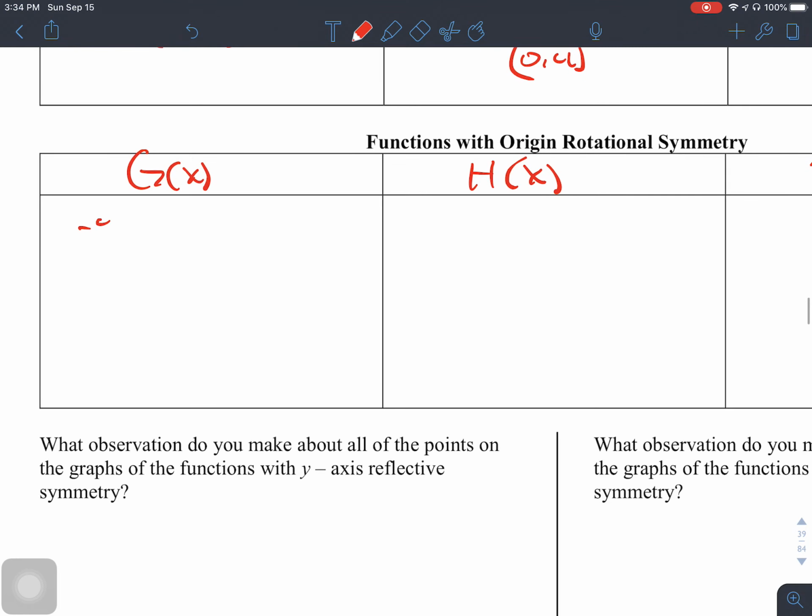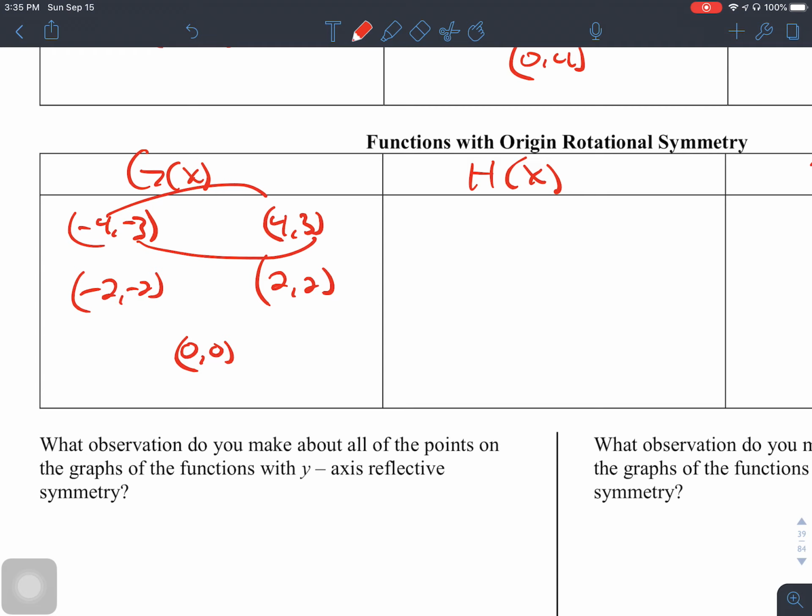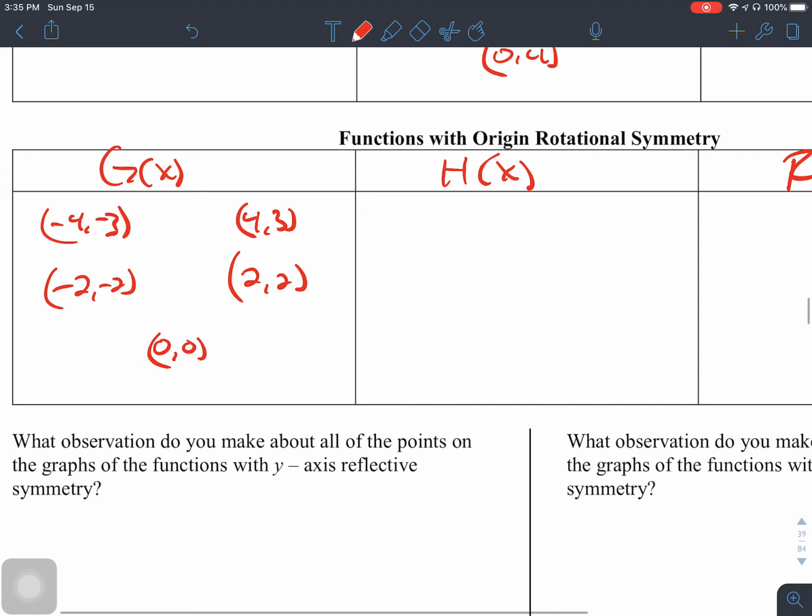We had a -4, a -3, and then we had a 4, +3. We had a -2, -2, and then we had a +2, +2, and then we had a 0, 0. Looks like to me, change the sign of the x and the y values for these ones. See if that fits with the next one.